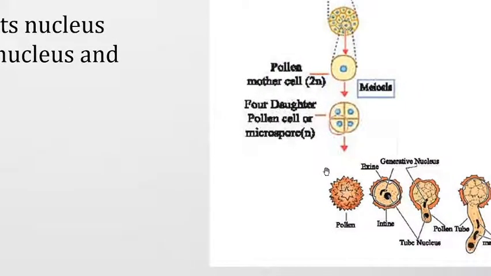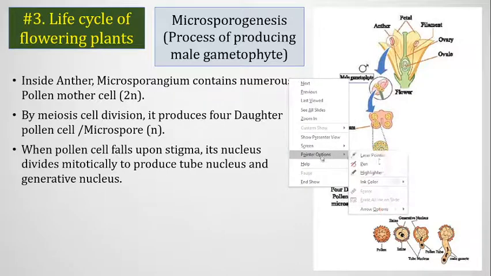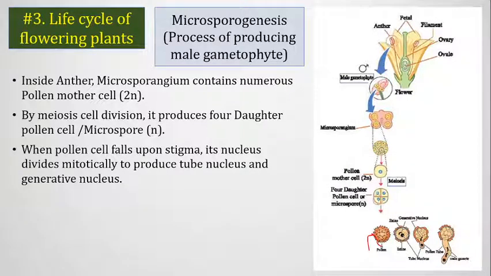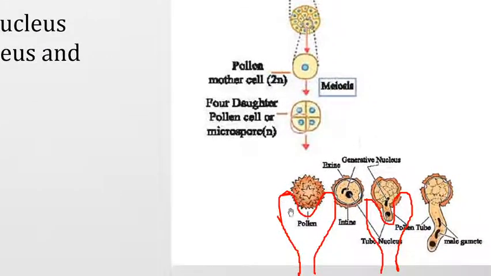Here we see what happens when the pollen falls on the stigma of a plant. You can assume that the red marked part is the stigma of a flower. When pollen falls on it, the nucleus of the pollen cell divides mitotically to produce two nuclei. The big nucleus is called the tube nucleus and the small nucleus is called the generative nucleus.